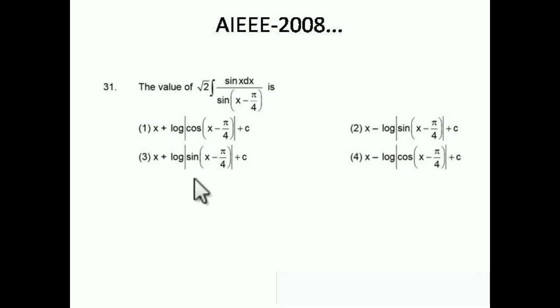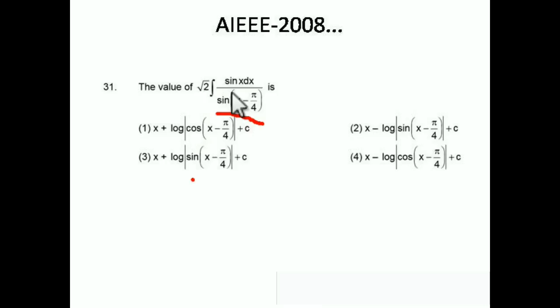This is a question from indefinite integration, very easy sum. The value of root 2 integration of sin x dx divided by sin of x minus pi by 4. Here in the integration question, all the students ask me how we start thinking on the sum. So for that, always think to reduce the denominator. Here the denominator has x minus pi by 4, and in the numerator we have sin x.